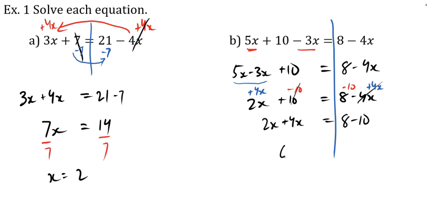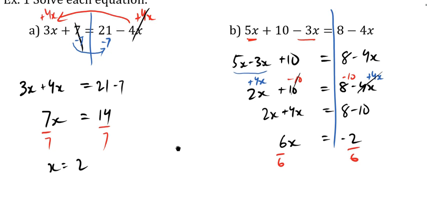2x plus 4x is 6x. 8 minus 10 is negative 2. Hold on. Some people here would divide by 2 because it's a smaller number, and 6 divided by 2 is 3. But remember, our rule is you always divide by what's beside the x. So what happens here? Yes, you get a decimal.